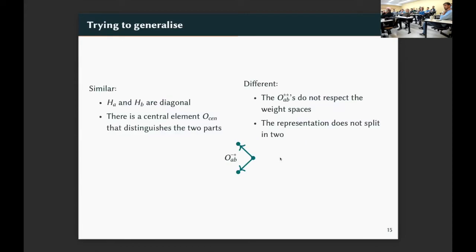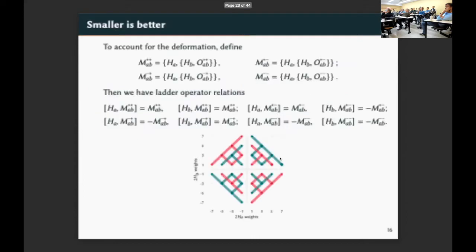We try to generalize. We still have that the HA are diagonals. There's also central elements, O central, that will give the color. So in the last slide, we had 2 colors, and this is distinguished, but we still have central elements, diagonal elements, that can distinguish the 2 parts. It's approximately the square root of the Casimir. Well, the OABs are not what we want. They don't respect the weight space, and representations are irreducible this time for our algebra.